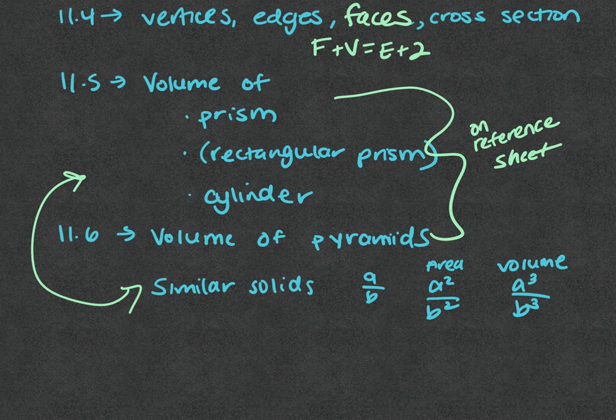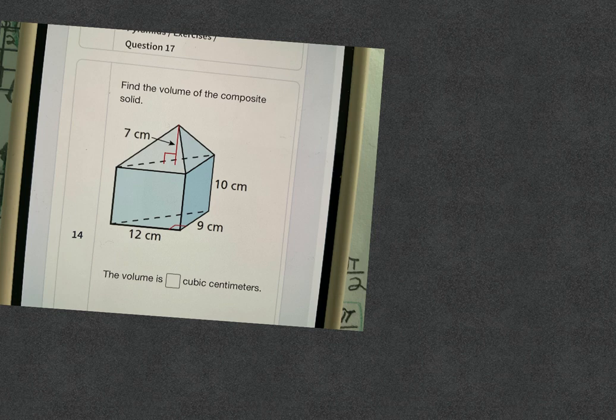The similar solids, the ratio of the sides or the scale factors A to B, areas A squared to B squared, and volumes A cubed to B cubed. So this is a composite figure, right? Obviously, we've had a couple of these. They could be made up of any of the shapes that we've talked about. So they could be made up of prisms, pyramids, cylinders, anything put together like that.